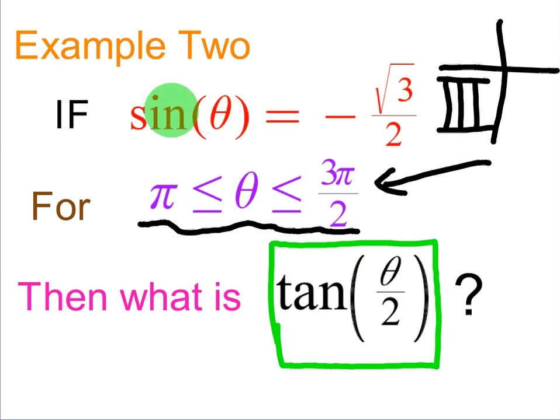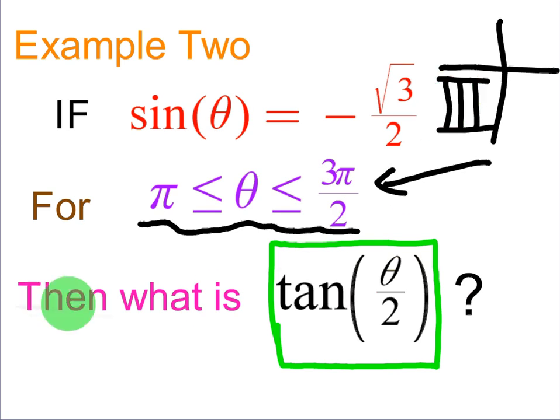So if sine of theta is equal to negative square root of 3 over 2 in this particular quadrant, now why would they do that? Because we know that this could also be true. Sine of theta could be negative square root of 3 over 2 in the fourth quadrant if you know your unit circle very well. So we're going to stipulate it's going to be in this quadrant.